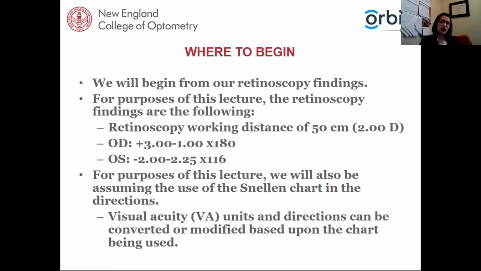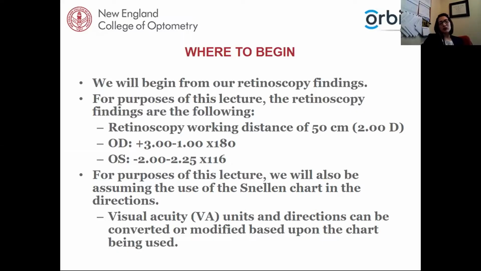We will also be assuming a working distance of 50 centimeters, which is a 2 diopter working distance equivalent. These are our retinoscopy findings. And you may be saying, wow, those are really different prescriptions between the right eye and the left eye, which we don't see very often. So this is not based off of a real patient. I made these examples up for the purpose of the presentation today so that we can get some experience working with hyperopic prescriptions as well as myopic prescriptions, lower amounts of astigmatism and higher amounts of astigmatism.